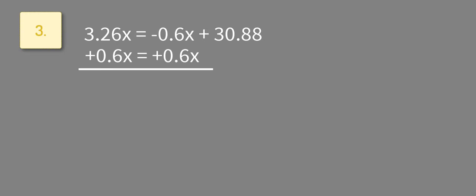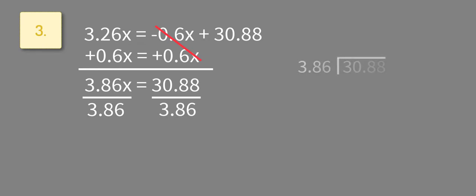With problem 3, we have 3.26x equals negative 0.6x plus 30.88. So we don't have any constants on the left-hand side, so we add 0.6x to both sides. They cancel on the right-hand side. That gives us 3.86x on the left-hand side equals 30.88. And then we divide both sides by 3.86.